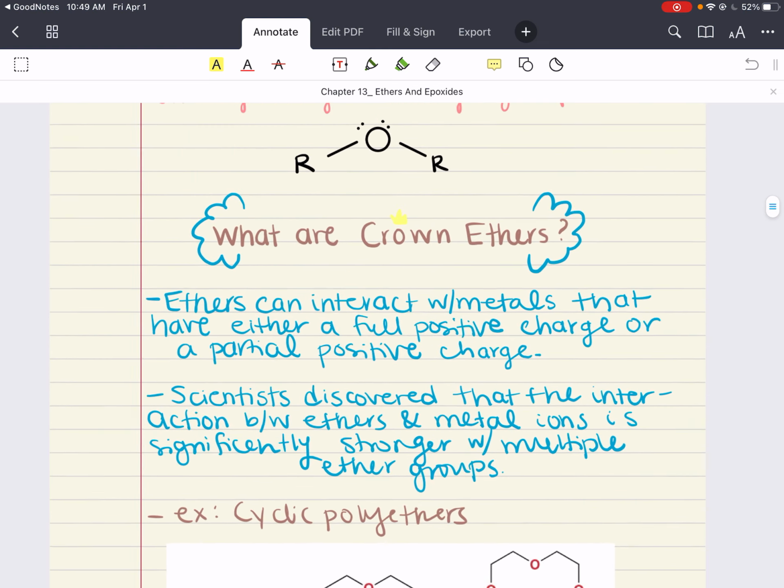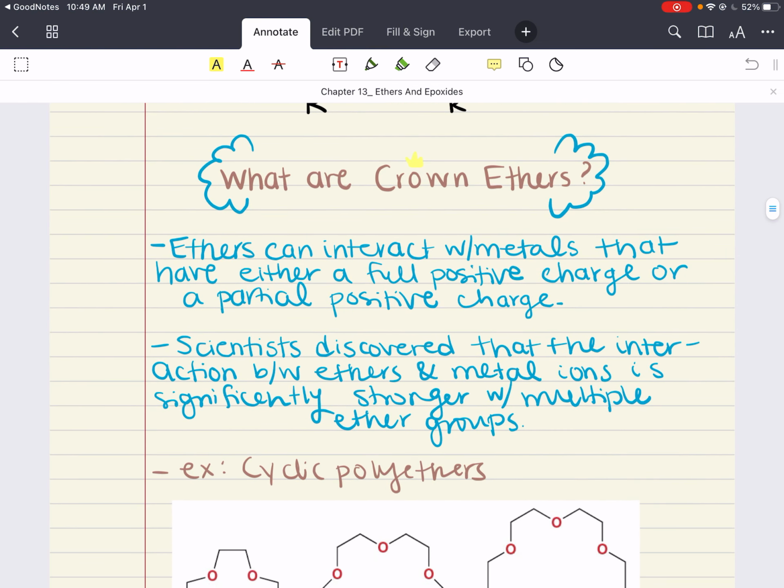Now, something really cool about ethers, and I like this, they can interact with metals that have either a full positive charge or a partial positive charge. For example, Grignard reagents, which we covered last chapter, are formed in the presence of ethers, such as diethyl ether. And the lone pairs on the oxygen atom serve to stabilize the charge on the magnesium atom. The interaction is weak, but it is necessary in order to form a Grignard reagent.